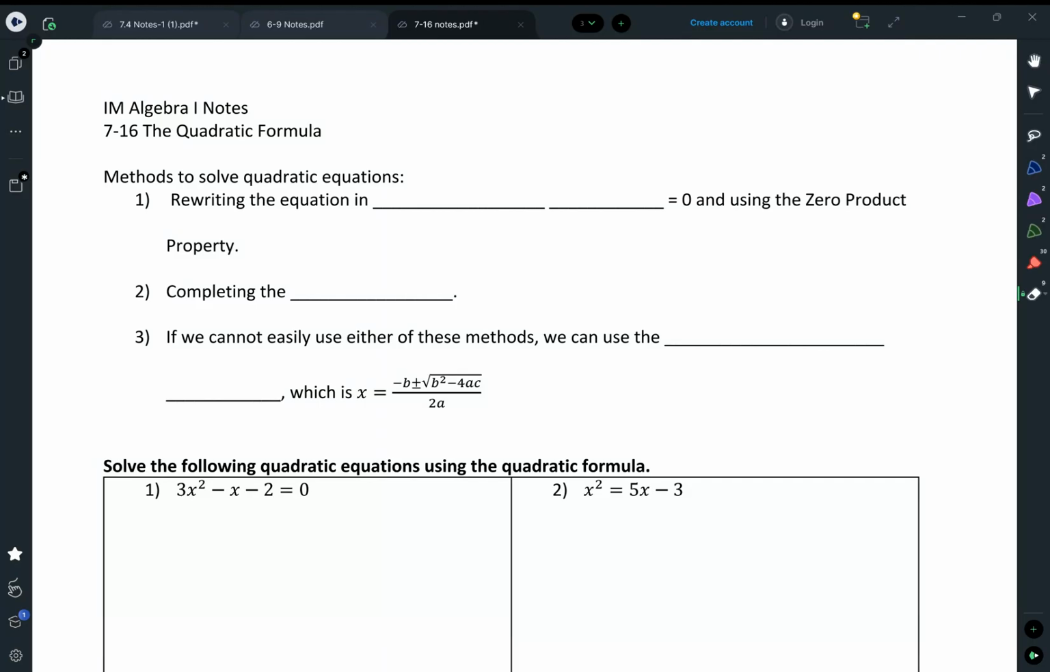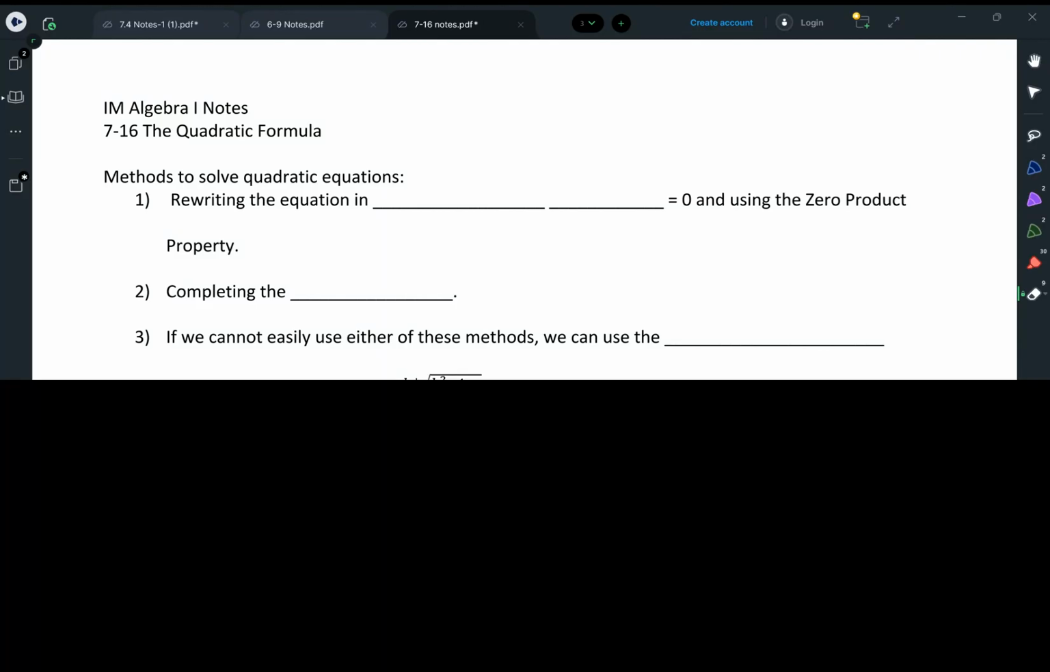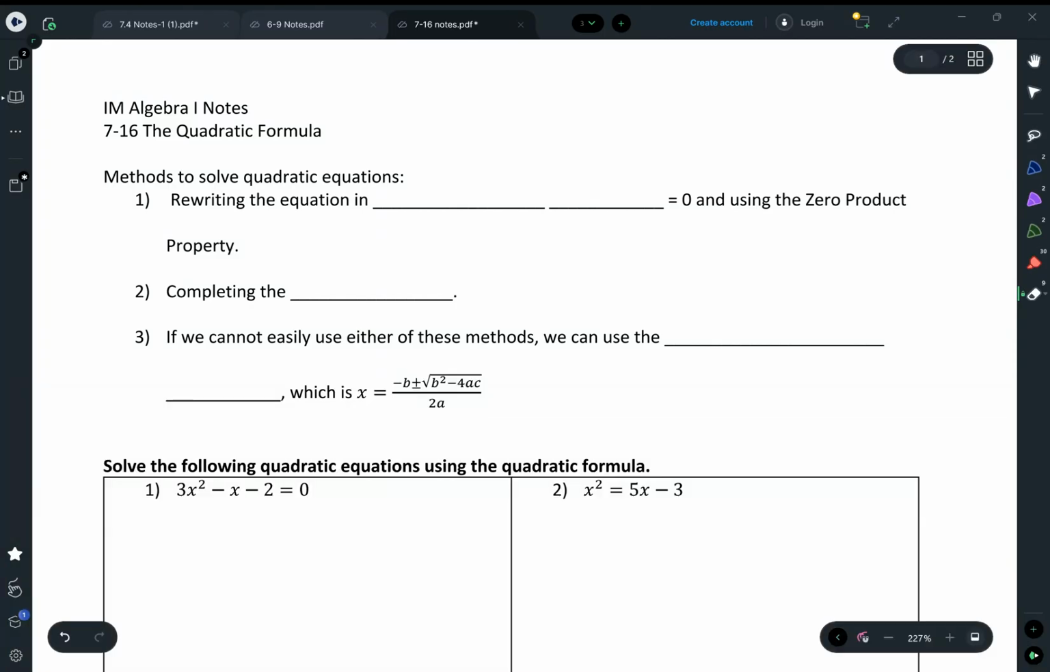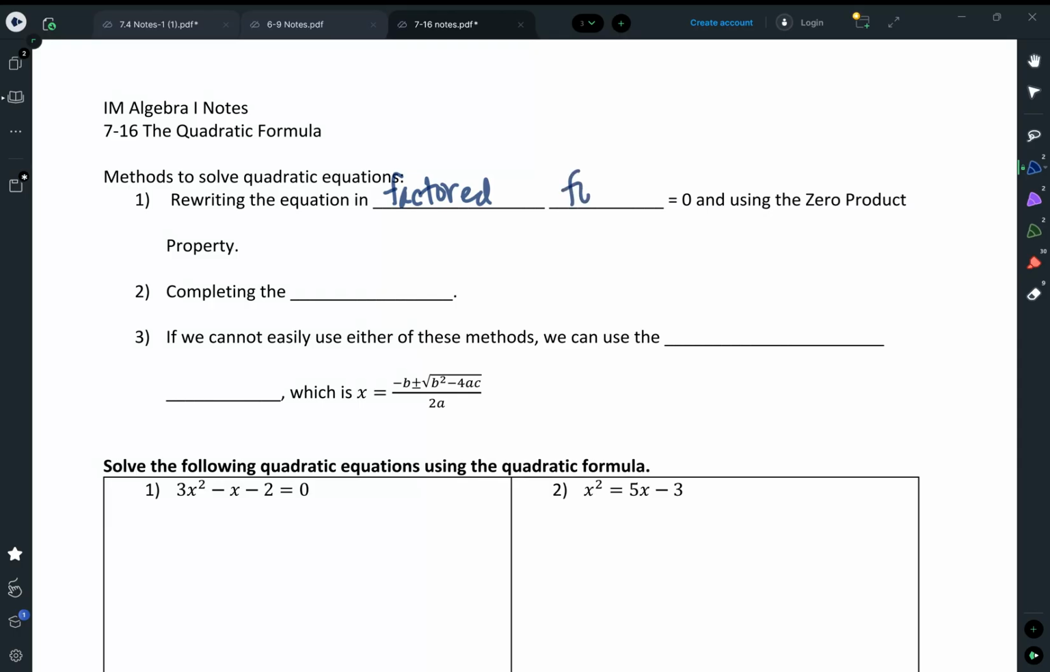First of all, let's review all the different ways we have to solve quadratic equations. Again, quadratic equations have an x squared term. The first one we learned was to rewrite in factored form equals 0 and then use the zero product property. So let's write factored form here. Another way is to complete the square. But if we cannot easily use either of these methods, we can use the quadratic formula.